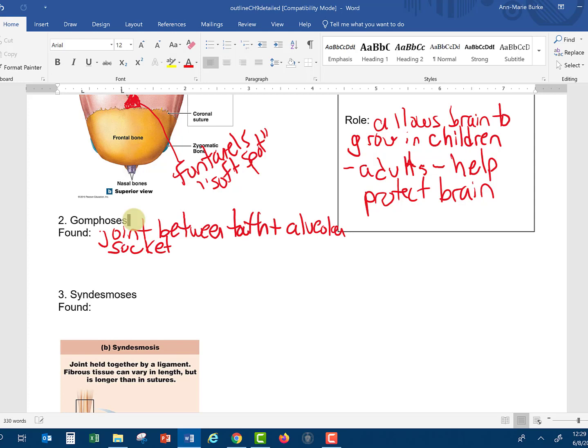So you will see when you look at the bones of the skull that there is a little socket that the tooth fits into. That's called the alveolar socket. The tooth is connected to the socket by fibrous connective tissue. Now, this fibrous connection they call periodontal ligament.